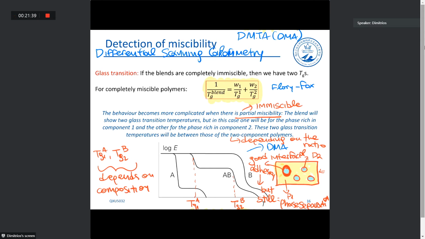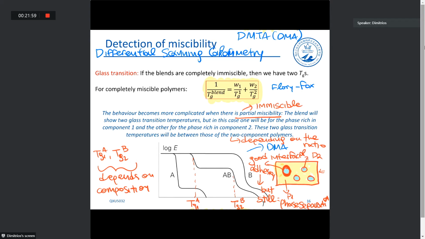These are of course, as I told you, in order to evaluate miscibility, the simplest case is to, let me open the light. Is it any better? No. Still a bit dark here.